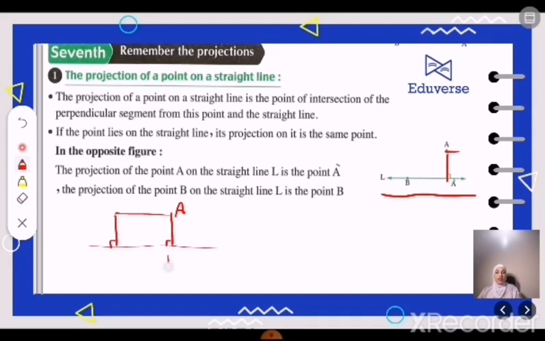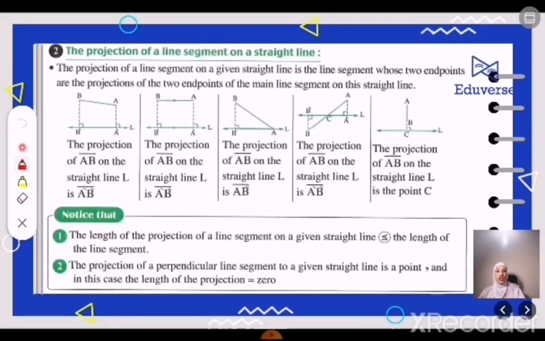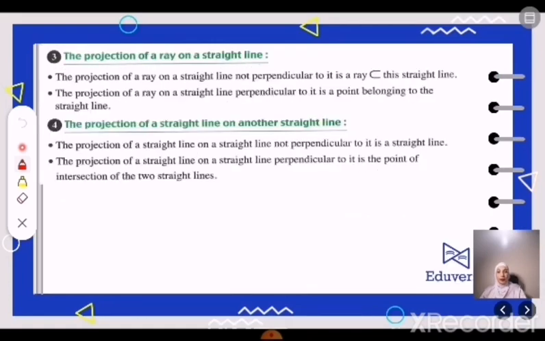For example, A lands at A dash, and B lands at B dash. So the projection of the line segment AB is the line segment A dash B dash. But the projection of a point is just a point. The projection of a line segment is also a line segment. The projection of a ray is also a ray. The projection of a straight line is a straight line.